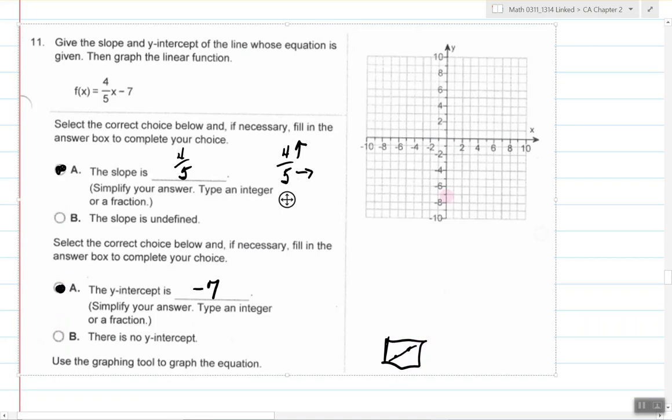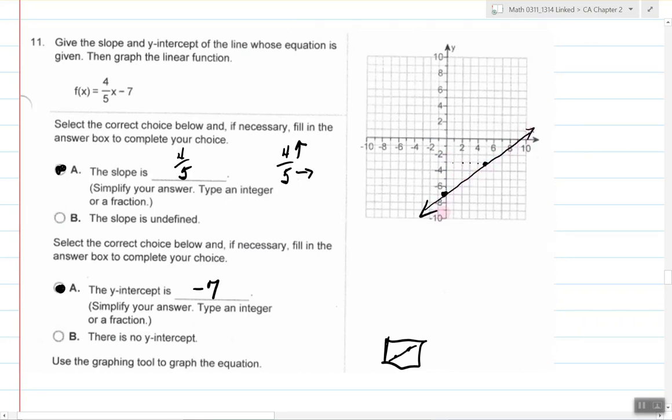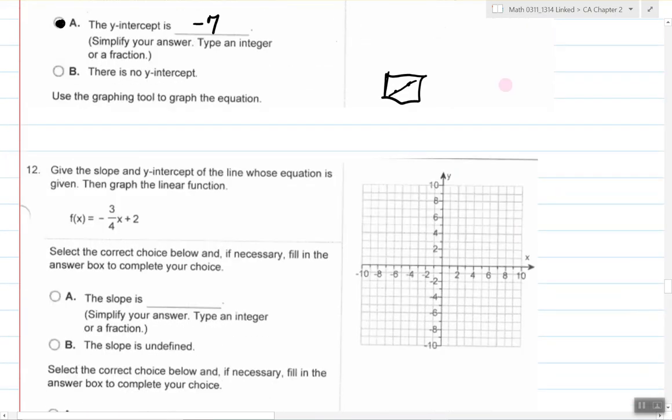Then begin at -7 on the y-axis. From there, go up 1, 2, 3, 4. Then go right 1, 2, 3, 4, 5. Mine left a little trail and you won't. And then you will get a line drawn. Let's look at number 12.